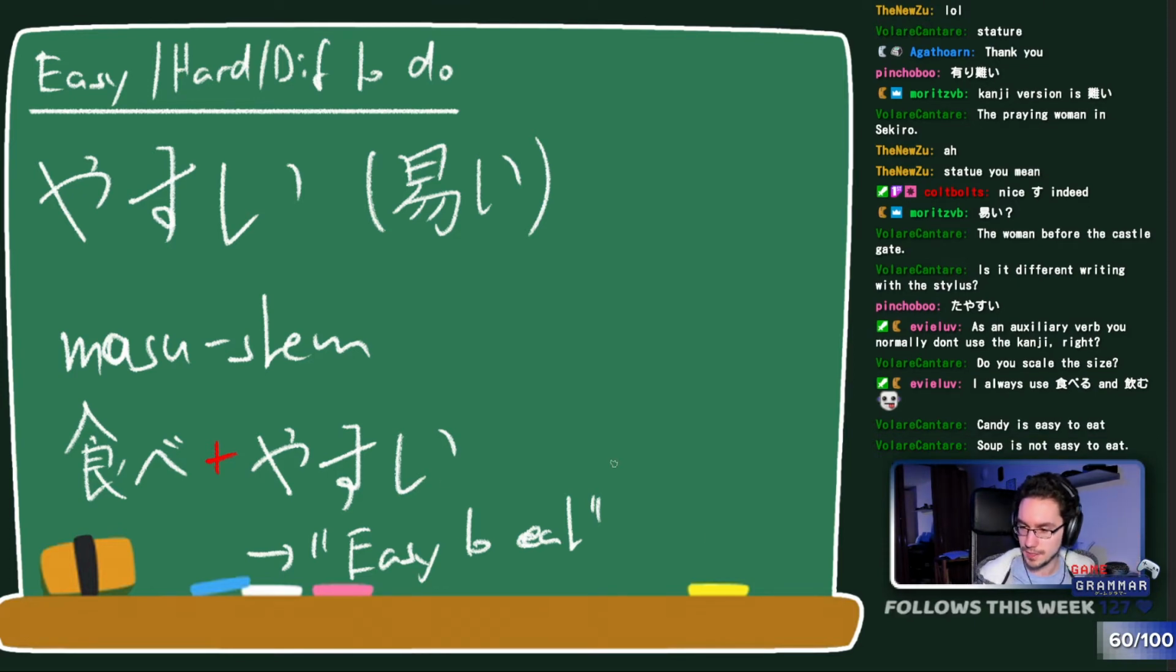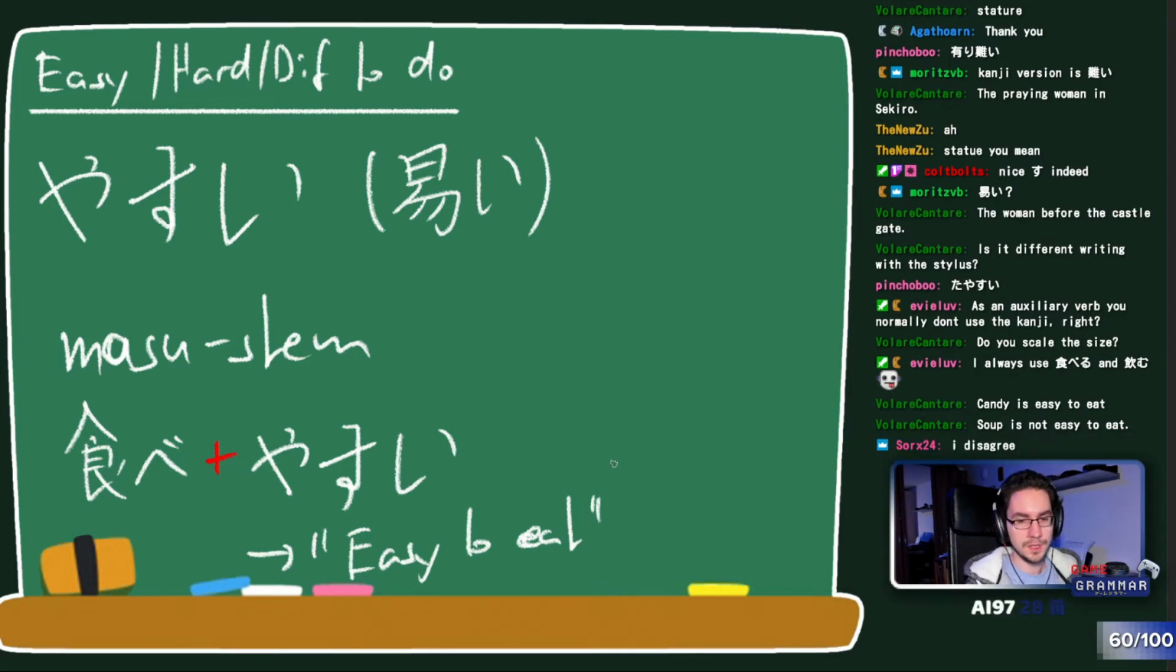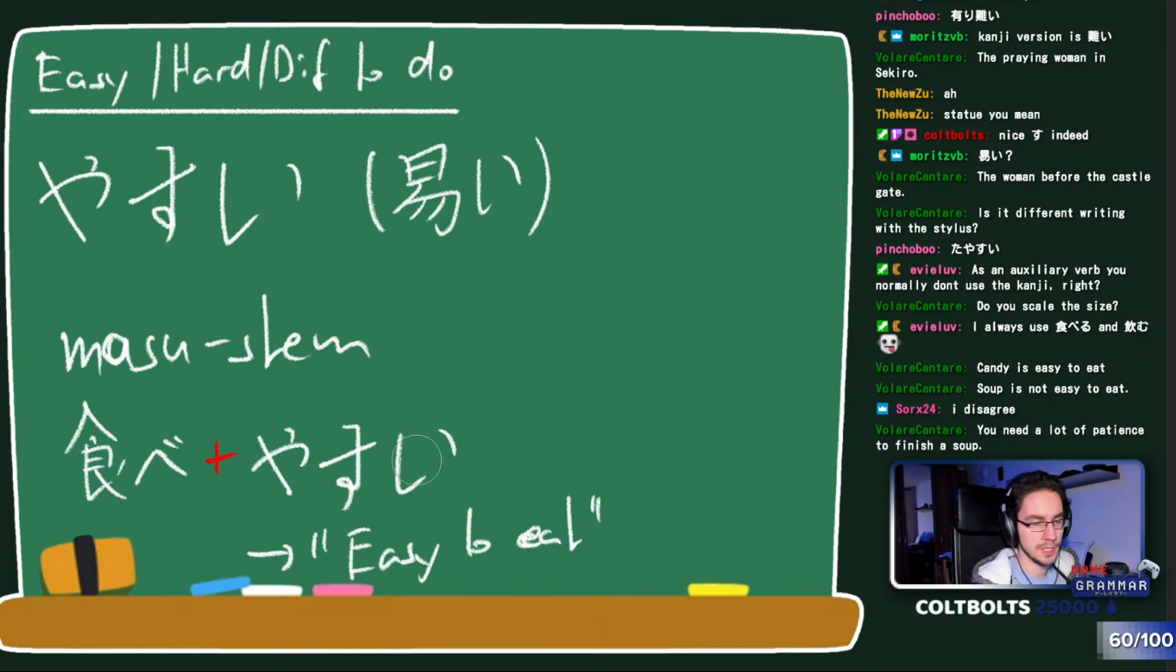I am being very much interrupted by my phone. Stop. There we go. Soup is not easy to eat. Soup is very easy to eat. But again, it depends on your definition. So that's how you do yasui, okay? You can add it to any masu stem.